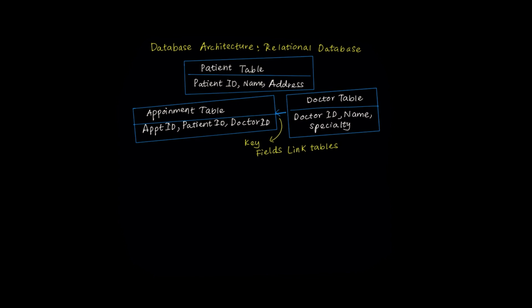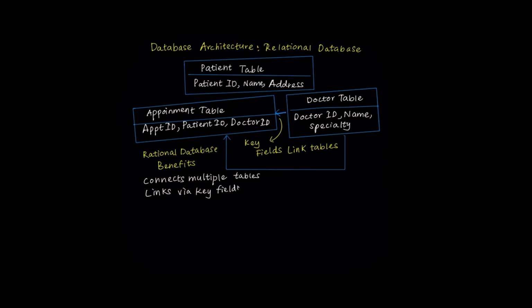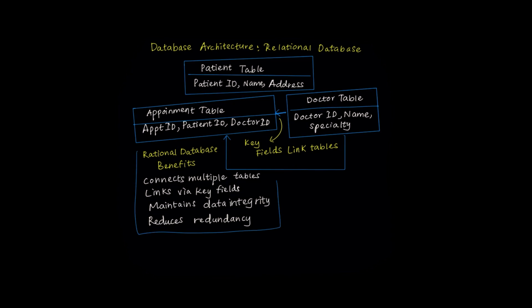For example, you might have a patient table with patient ID, name and contact information, an appointment table with appointment ID, patient ID, date and doctor ID, and a doctor table with doctor ID, name and specialty. The patient ID and doctor ID are key fields that link these tables together, allowing you to ask complex questions, like which patients have appointments with cardiologists next week. This maintains data integrity because each piece of information is stored in only one place. If a patient's address changes, you update it once in the patient table, and all related records automatically reference the updated information.